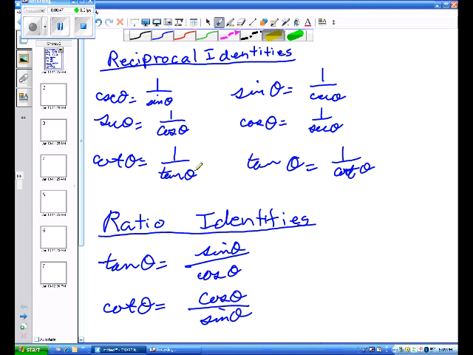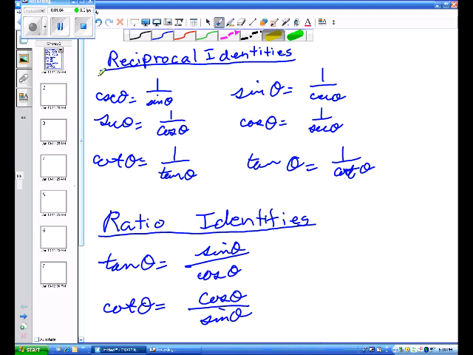Another way of reading this is cotangent theta equals the reciprocal of tangent. And the cosecant of theta is equal to the reciprocal of the sine. And we know that to make reciprocals, we put 1 over that value.